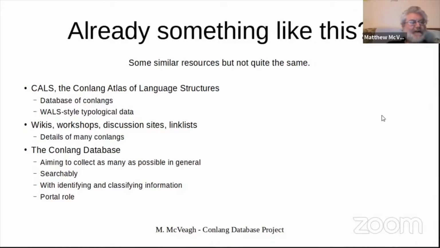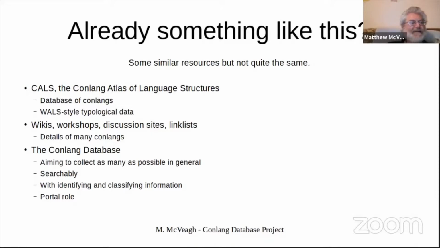But CALS focuses on WALS-type typological data. WALS is the World Atlas of Language Structures. That is a linguistics resource for natural languages. It looks at basically qualities of natural languages to do with their phonology and grammar, and groups them into types according to those features. That's not what we're looking at with the Conlang Database, so we do have a slightly different purpose. I do recommend, by the way, that if you don't know CALS, you go and have a look at it anyway, because it is fantastic.